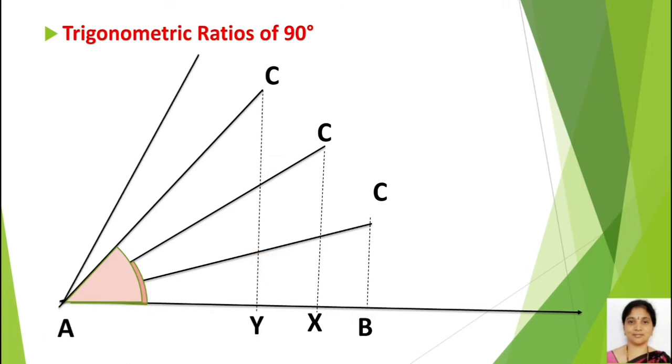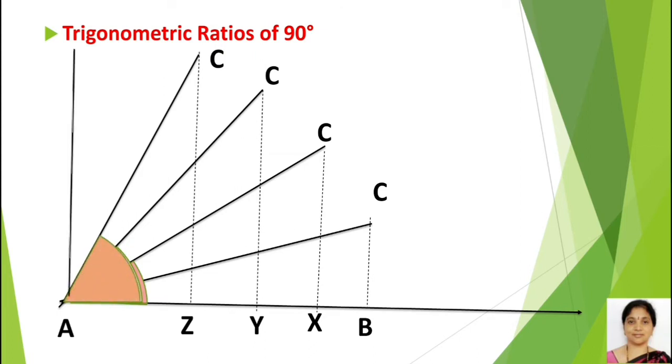Once more I am increasing the angle at A. Then AC is the new position. In this new position, draw a perpendicular. CZ becomes the new opposite side, and this is the angle. Just observe that here once more the angle is increasing.